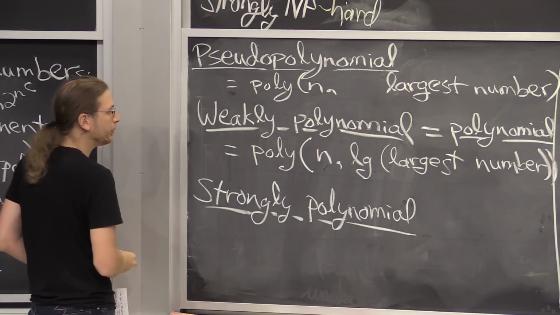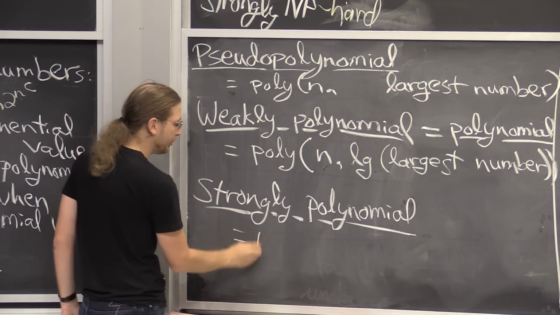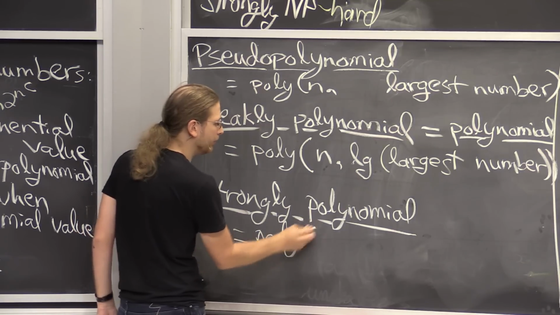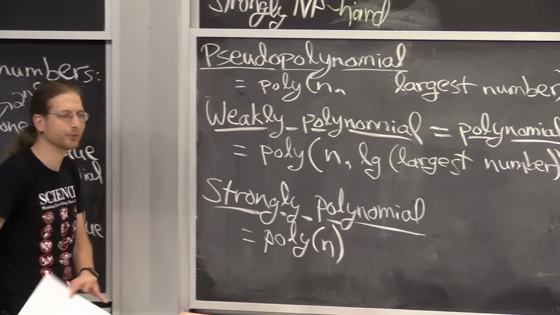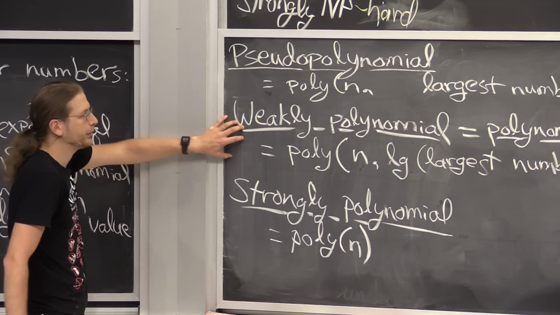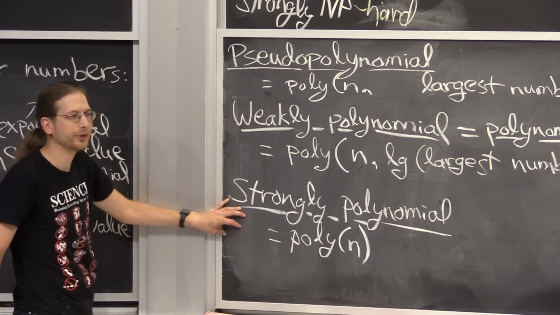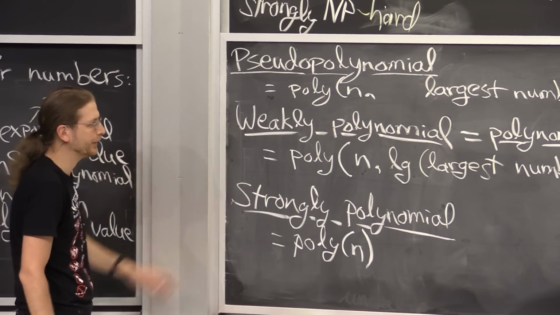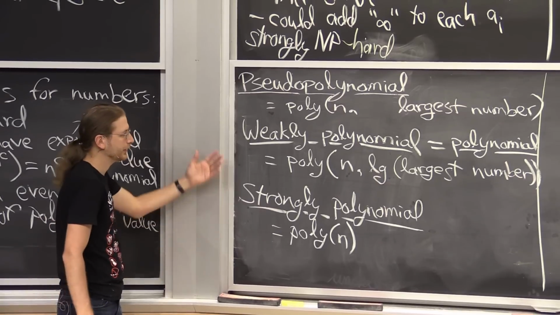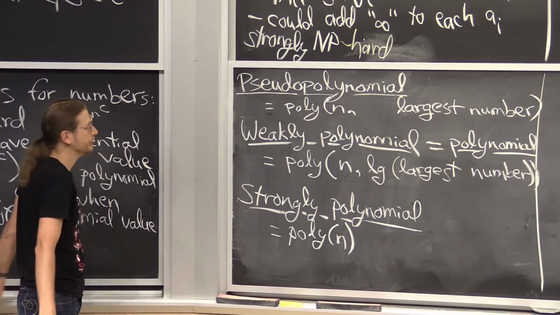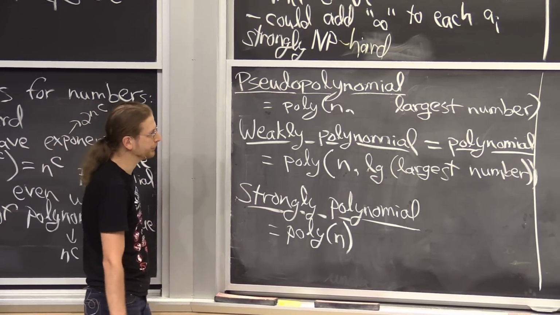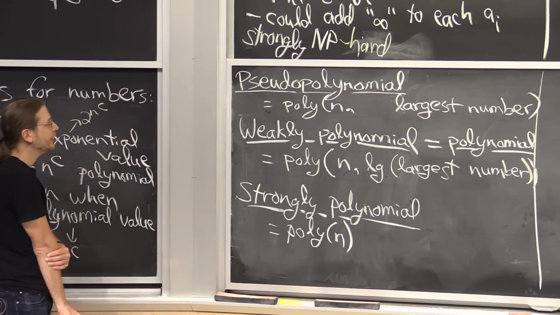And strongly polynomial, you omit that term altogether. So you just have polynomial in the number of numbers. There's a different world of algorithms which we're not going to talk about here, which is weakly polynomial algorithms versus strongly polynomial algorithms. I'm not aware of any lower bounds about that, but there are famous open questions like, can you solve linear programming in strongly polynomial time? We don't know. There's no hardness notion there, so we're not going to talk about it any more than that.